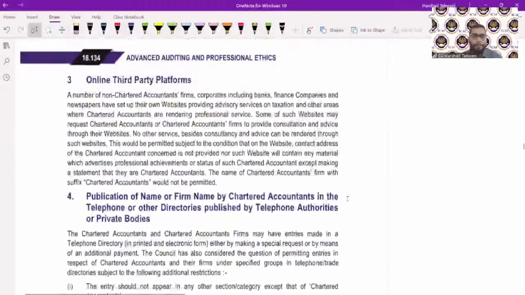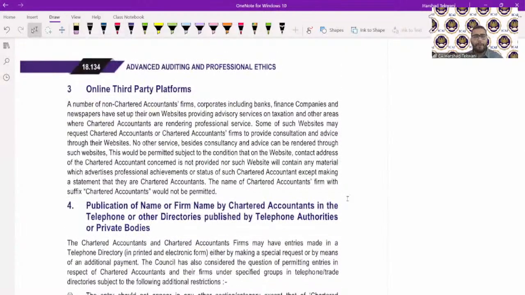Online third-party platforms. There are certain platforms where banks and finance companies have their set advisory services or taxation services, providing advisory to clients. Let's say, for example, XYZ company sets up a website to provide advisory on tax. Now chartered accountant firms can provide consultation or advice to the clients through such a website, but there are conditions. The contact address is not there on such a website, or any advertisement is not being carried out.